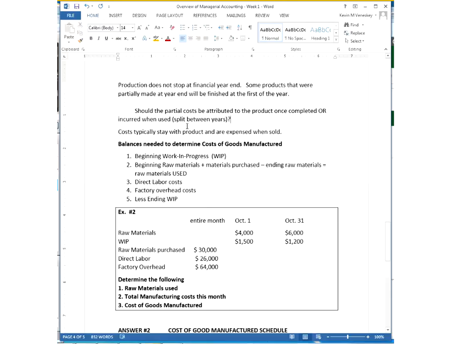So we're going to have work in progress. I need to know how much work in progress do I have to start out right now, and then how much did I bring in new stuff during the month, and then how much work in progress do I have at the end of the month.